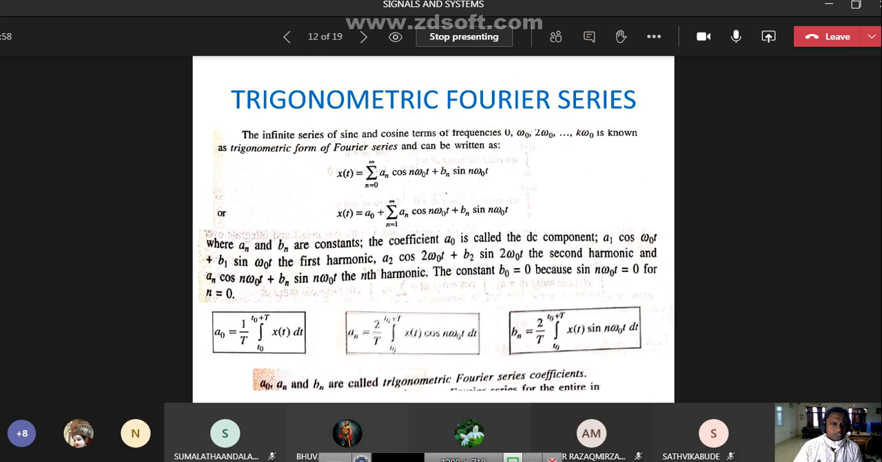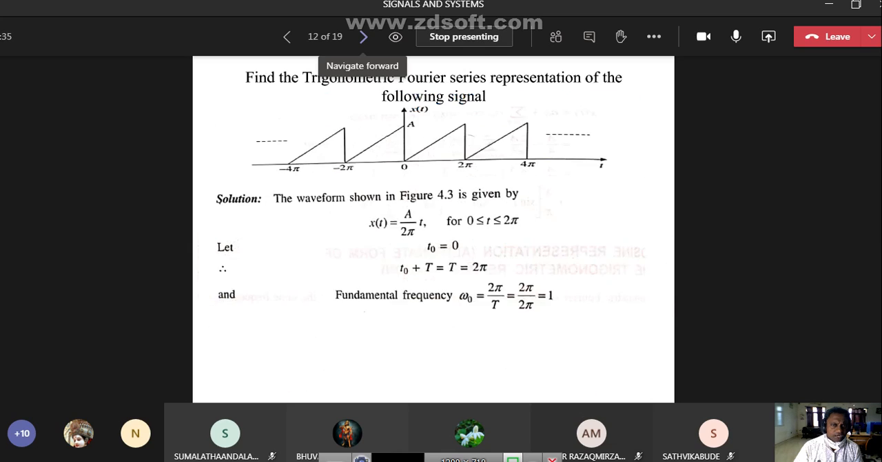Now these are the formulas for the trigonometric Fourier series. Mathematically we represent it as x(t) = a0 + sum from n=1 to infinity of (an cos n omega naught t + bn sin n omega naught t). This a0 is called the dc component. an and bn are the trigonometric Fourier series coefficients. To calculate them we have to use these formulas. a0 is equal to 1 by T, where capital T is the period of the signal. I have explained this already in yesterday's class.